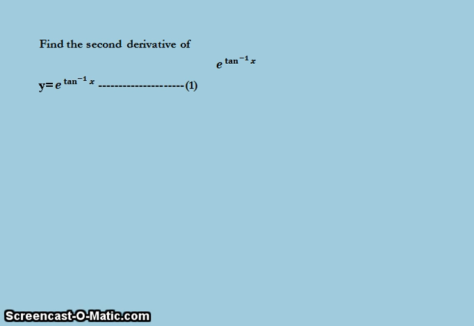Now we differentiate this equation, which is labeled as equation number 1. We differentiate y with respect to x, and we have dy by dx equal to e to power tan inverse x into the derivative of tan inverse x with respect to x. This is equal to e to power tan inverse x into 1 divided by 1 plus x square, where 1 divided by 1 plus x square is the derivative of tan inverse x. Now we differentiate the obtained derivative again with respect to x in order to obtain the second derivative of the given function.